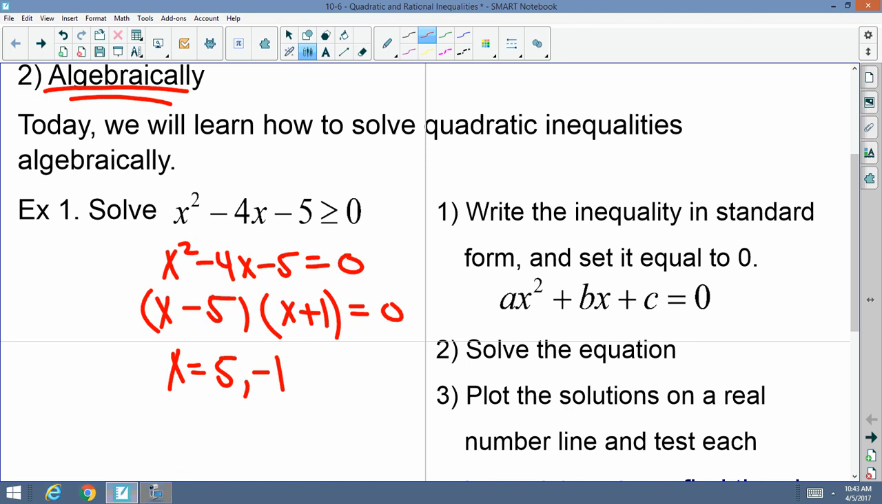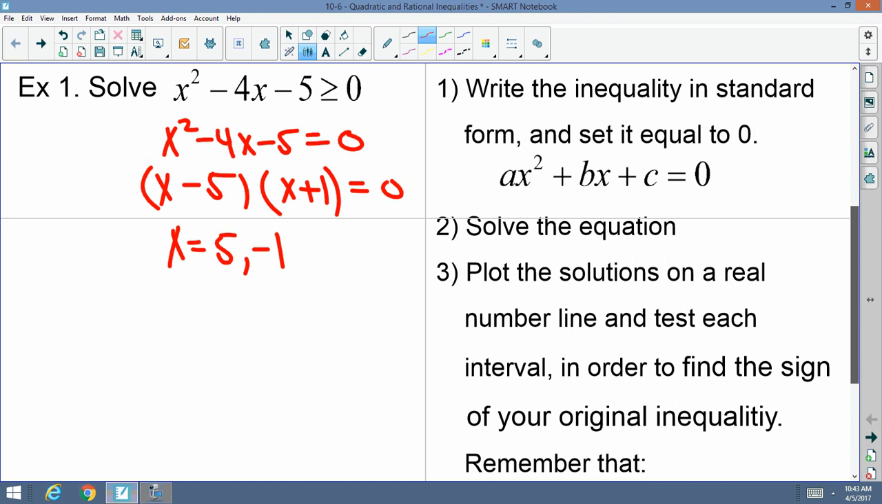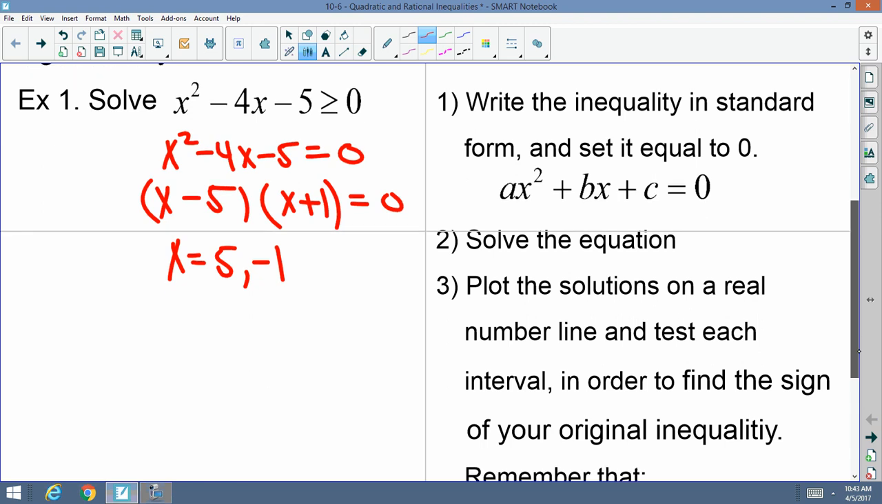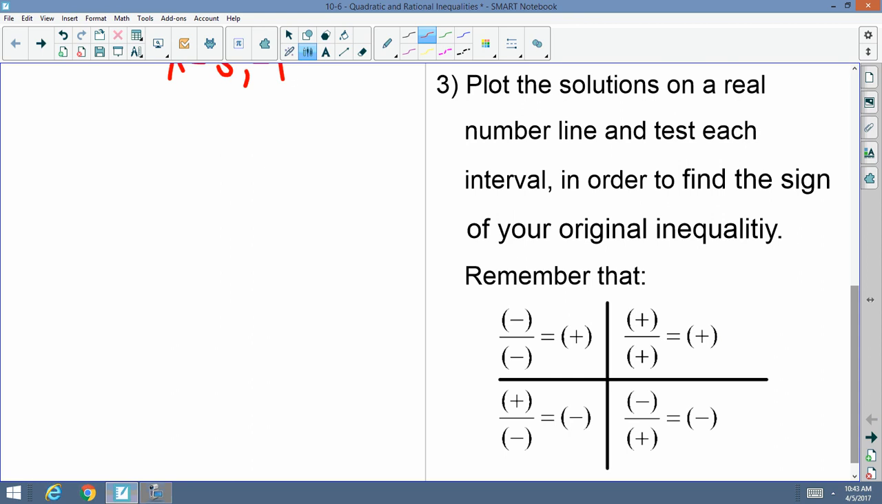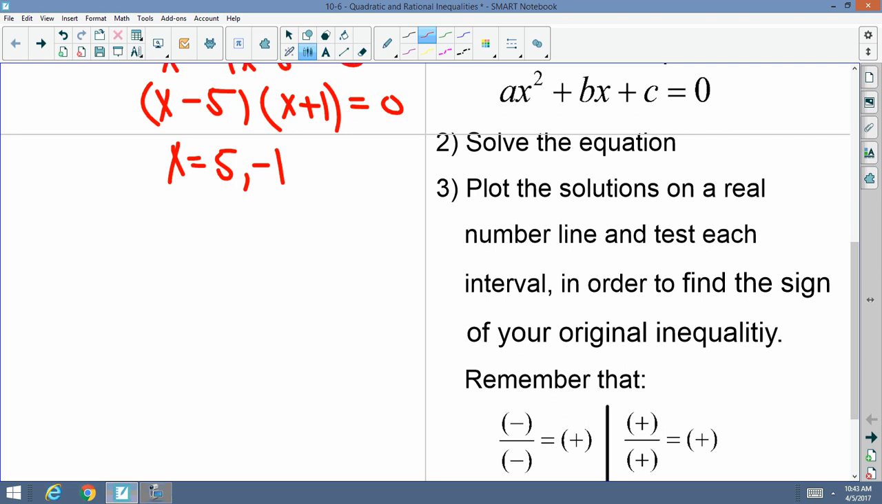Okay, now, step 3. Plot the solutions on a real number line and test each interval in order to find the sign of your original inequality. Please remember that a negative divided by a negative is a positive, a positive divided by a positive is a positive, a positive divided by a negative is a negative, and a negative divided by a positive is a negative. Okay. What does this last part mean? Let me explain very simply.